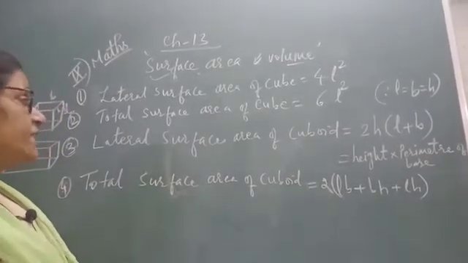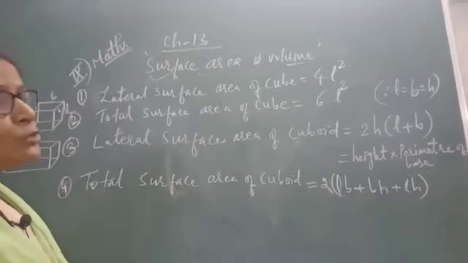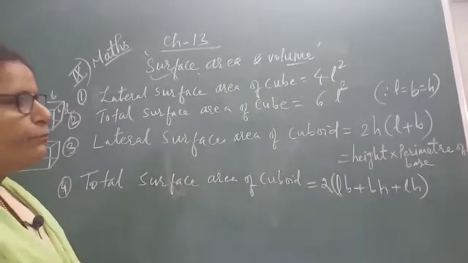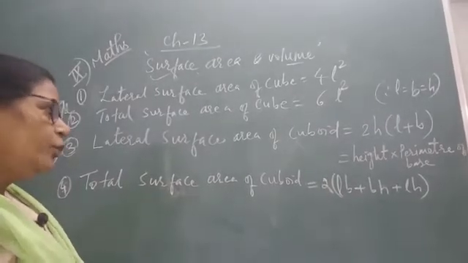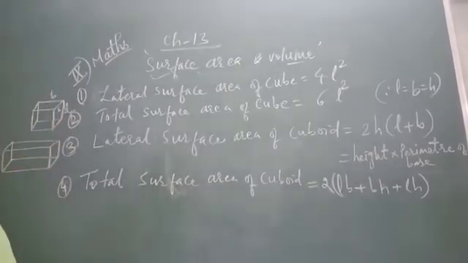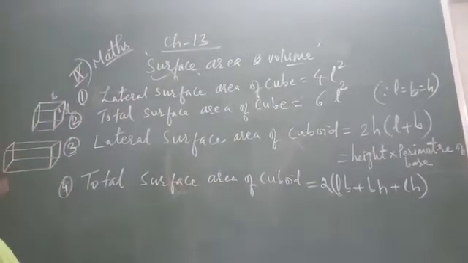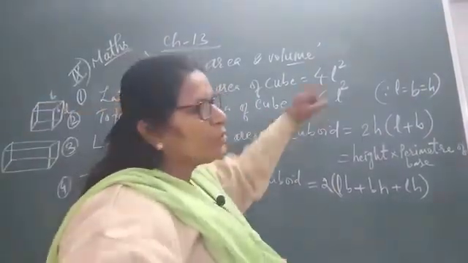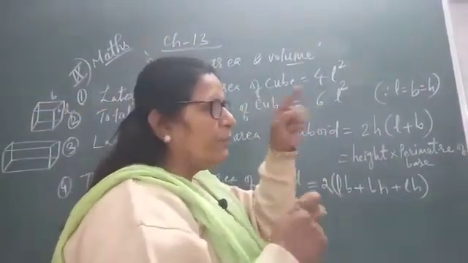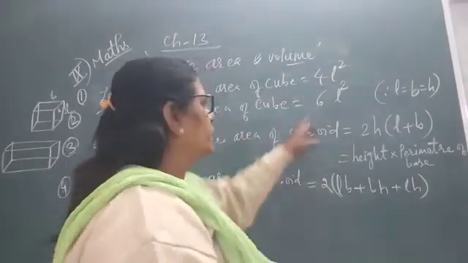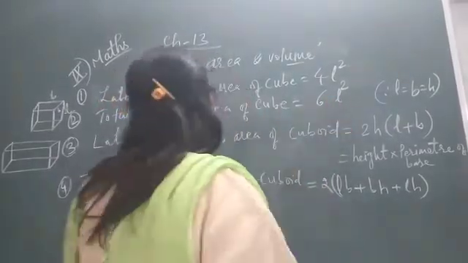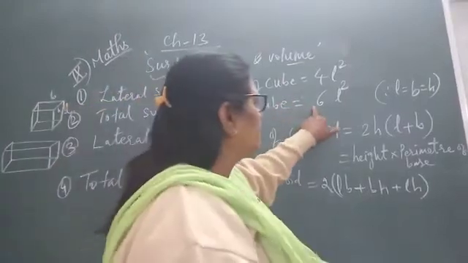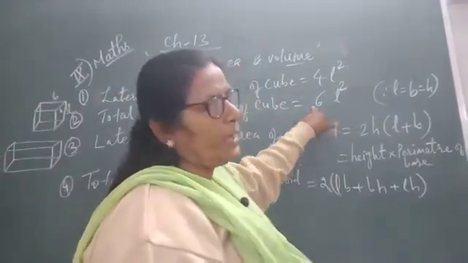Now total surface area. Total means it includes bottom and top. No doubt length, breadth and height all are equal in the cube, but the formula will change here. It includes 6 sides: 4 sides, 1 bottom and 1 top. Total 6 sides. So 6L square. The total surface area of cube is 6L square.